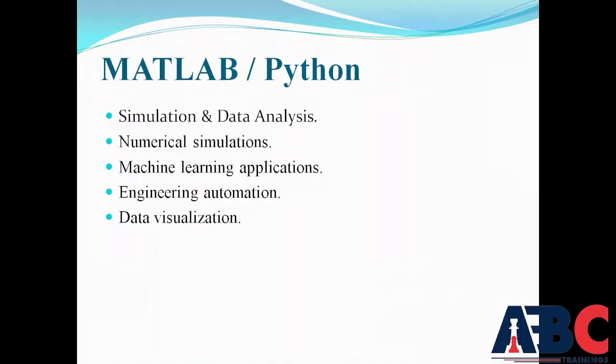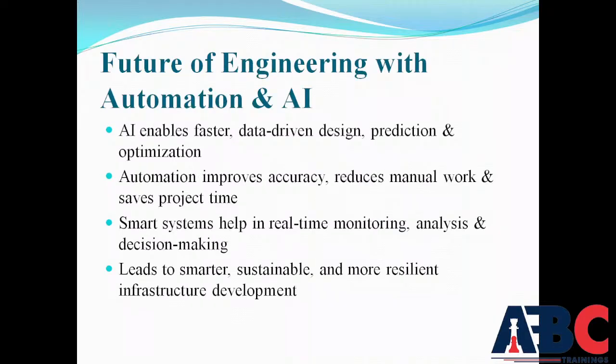Then it will automatically generate the layers, the building, or any kind of things that we give in the code. So this is how we can use AI technologies through various kinds of tools. Now we are talking about the future of engineering with automation and AI. What is the future of our engineering with automation and AI?